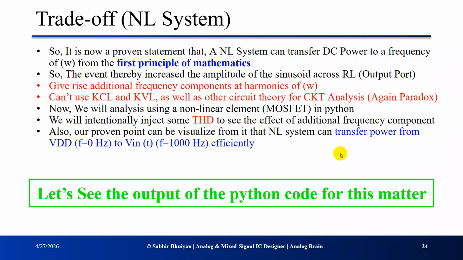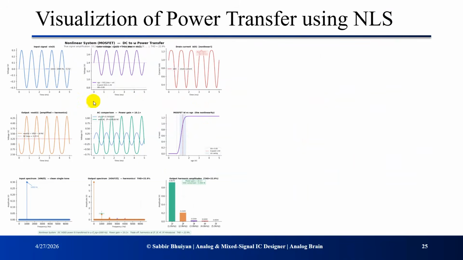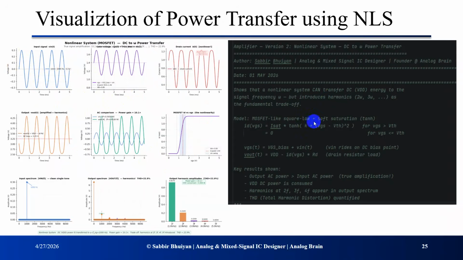Let's see the output of the Python code for this matter. So here is the output, and my input signal VIN(t). Okay, so it shows that a nonlinear system can transfer energy to signal frequency omega but introduce harmonics. Okay, so the output is now amplified. So here is also harmonics, amplified plus harmonics.